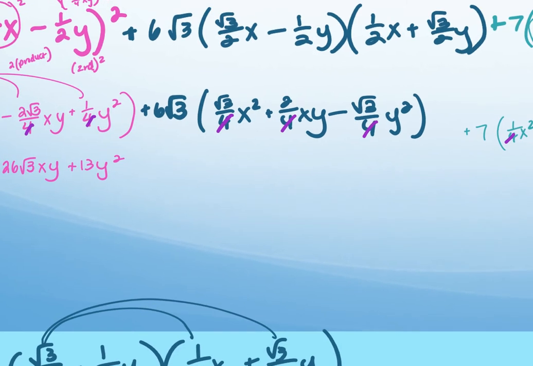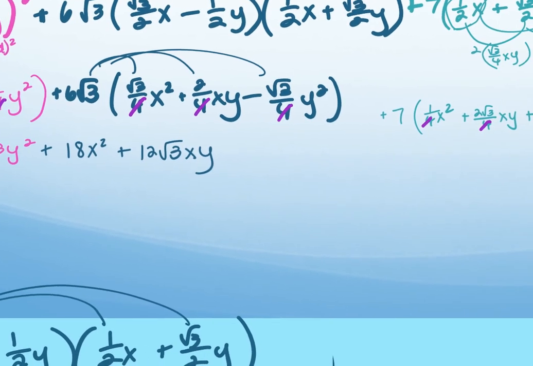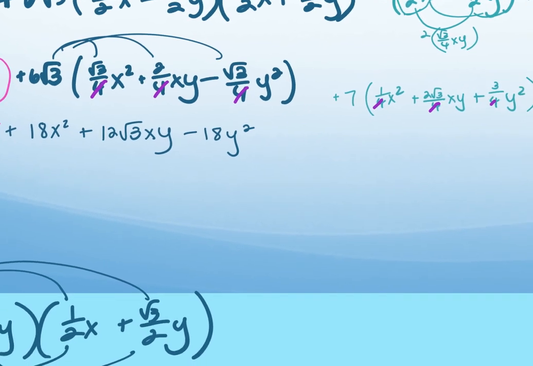All right, then I'm going to distribute the 6 root 3. So positive 6 root 3 times root 3 would be 6 times 3, which is 18 x squared. Then 6 root 3 times 2, so positive 12 root 3 xy. Then 6 root 3 times negative root 3, so minus 18 y squared. These are all just being added, right? They're not multiplying. Correct.